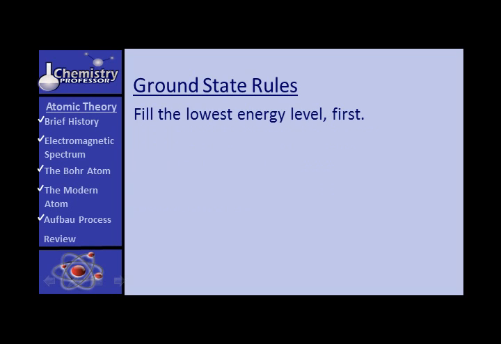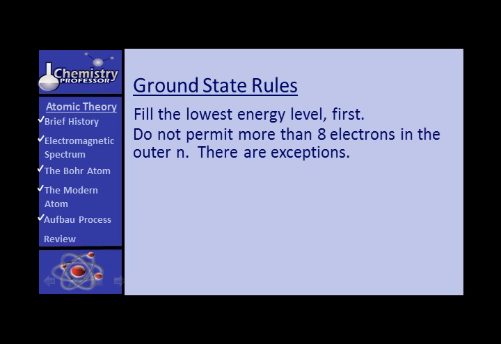Fill the lowest energy level first. Start at the basics, start closest to the nucleus and work out. Do not permit more than 8 electrons in the outermost N. There are exceptions. You need me to slow down a little so you can catch up?